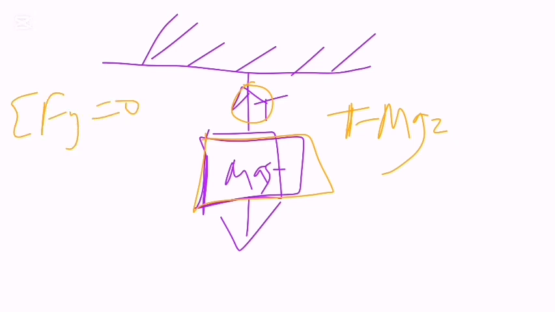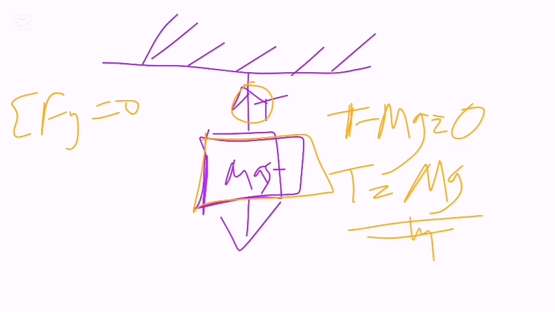Zero. So in the y-axis we have two forces: the tension, which is acting upward, and the mass, which is acting downward, which is the weight. That's why we say tension minus mg, because mg is acting downward, is equal to the summation of forces in the y-axis, which is 0. So the formula for tension: mg goes to this side. So tension is equal to mg if they have given you this question.